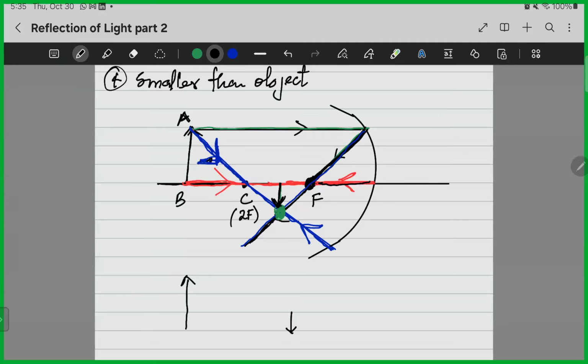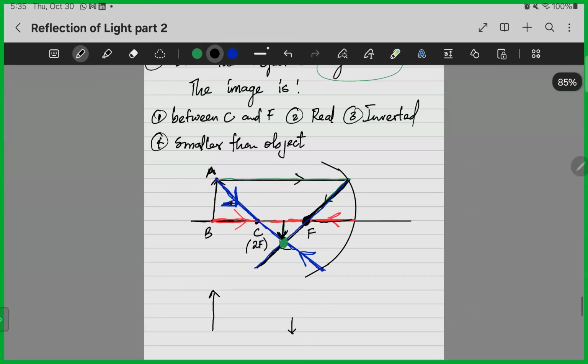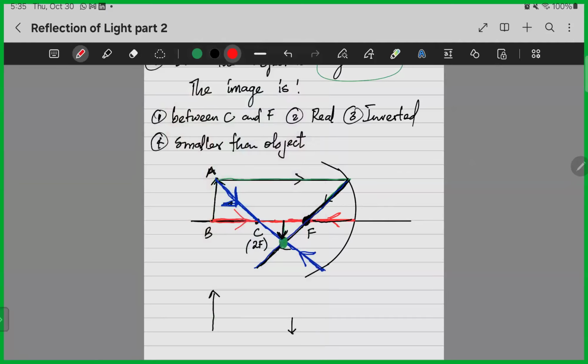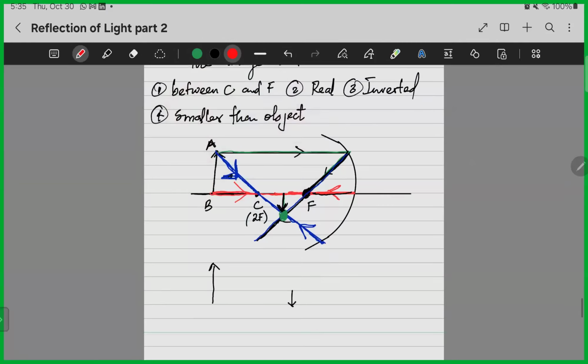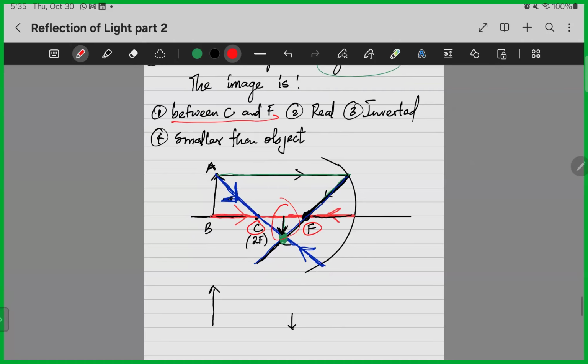So you can clearly see that if you observe the points we made, let me look for my red back again. Done. So observe the points we made. We said it is formed between C and F. Clearly, this is C and this is F, and the image is formed between them. That's correct. It is real. The meaning of that is like it is formed definitely on the screen. It's formed on the rear side of the mirror.